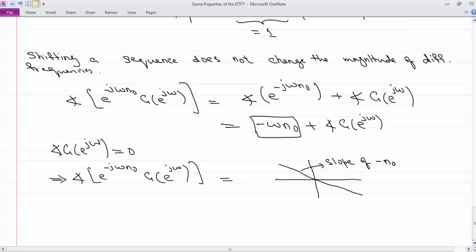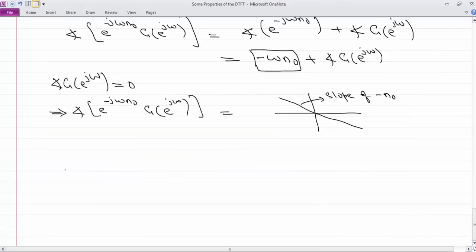So all that a time shift does is create a linear phase shift for each of your frequencies. It creates a phase shift proportional to the frequency. So a frequency of omega equal to pi will have a phase shift of minus pi n naught. A frequency of omega equal to pi by 2 will have a phase shift of minus pi by 2 n naught. That's all it does.